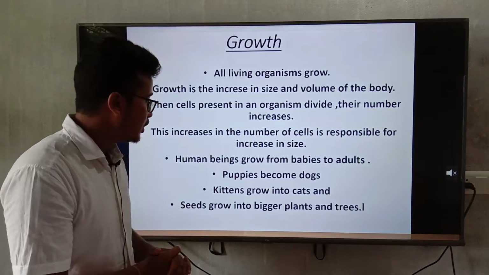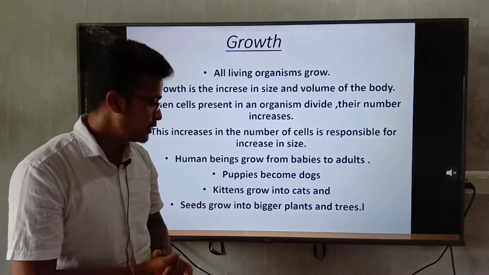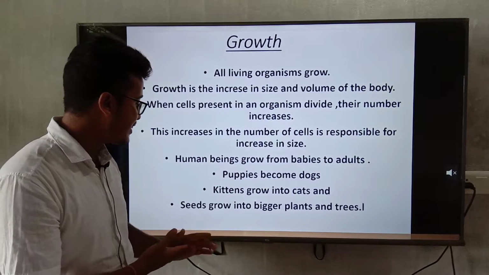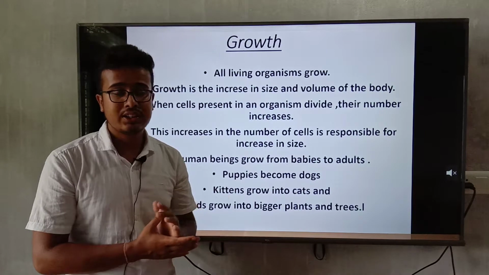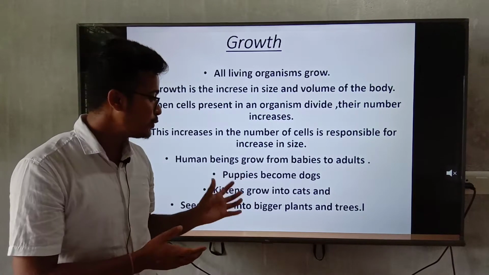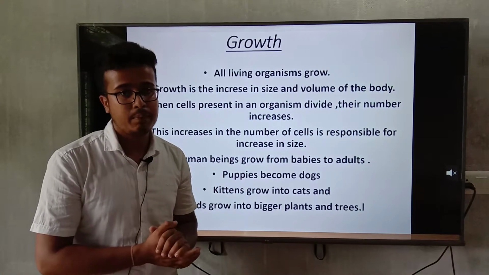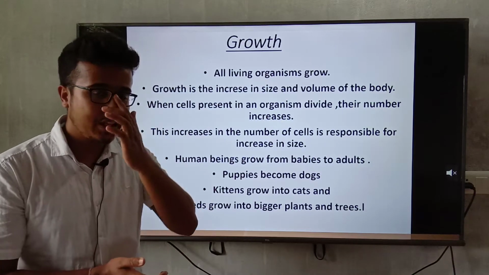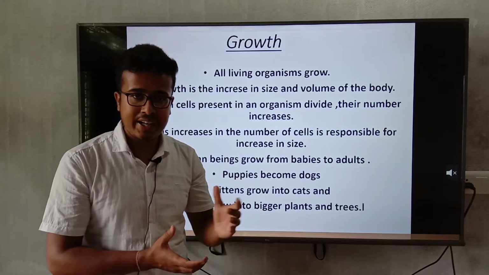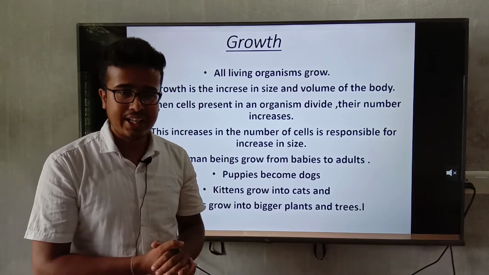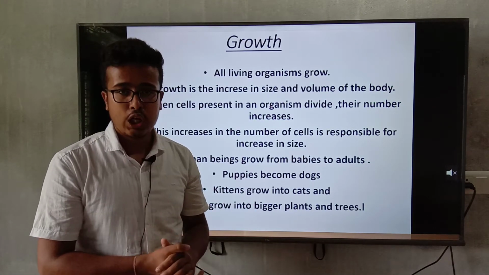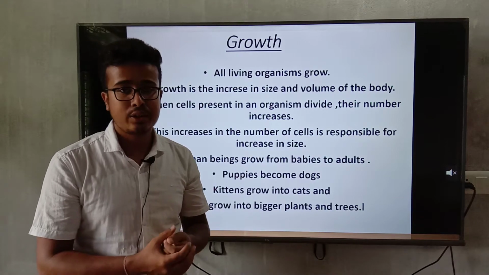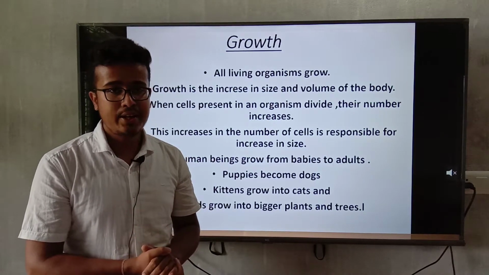Puppies become dogs, kittens grow into cats, and seeds grow into bigger plants and trees. In this process growth takes place. Why does growth take place? Because of the dividing cells in living organisms. Dividing cells are responsible for the increase in size and volume.